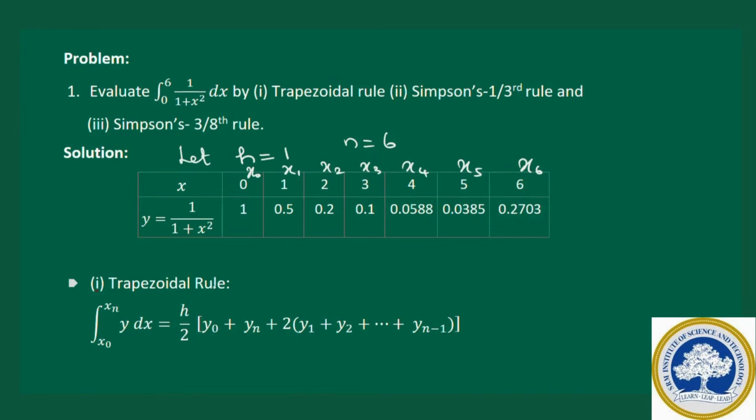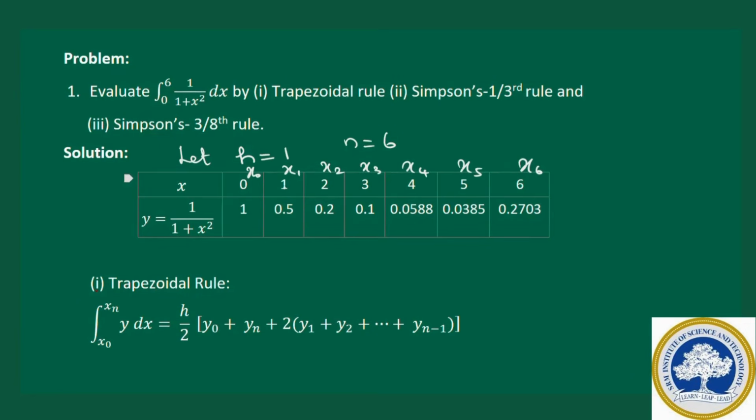Before starting the trapezoidal rule, first we should know the value of y. Here the function y is equal to 1 by 1 plus x square. So in place of x we have to put 0. For the first column, x takes the value 0. If you put 0 here, 1 by 1 is 1.